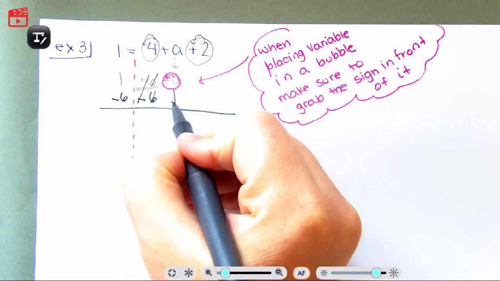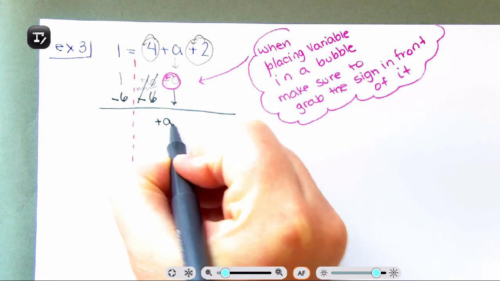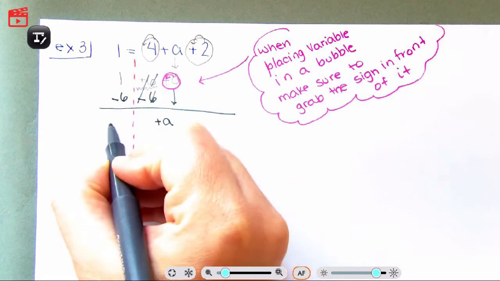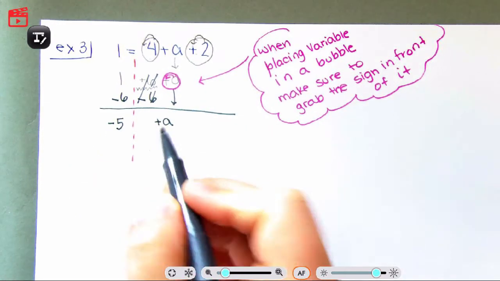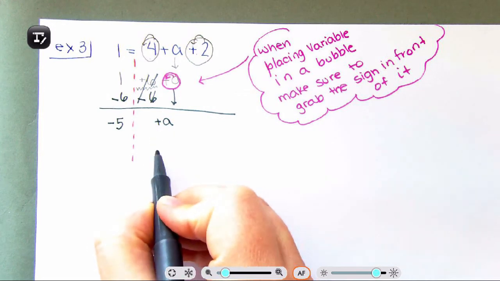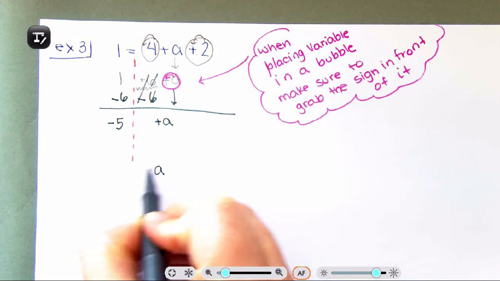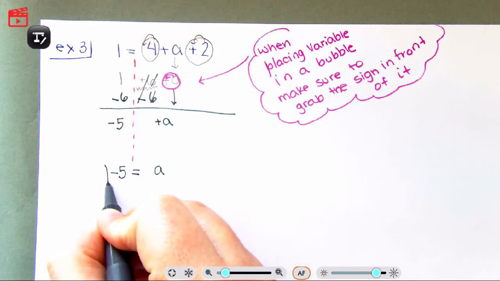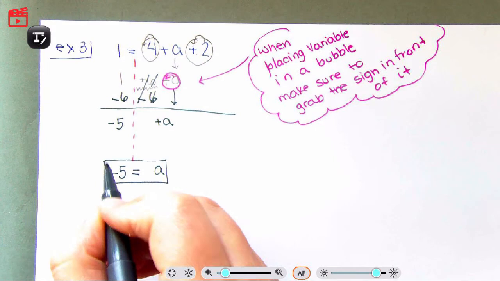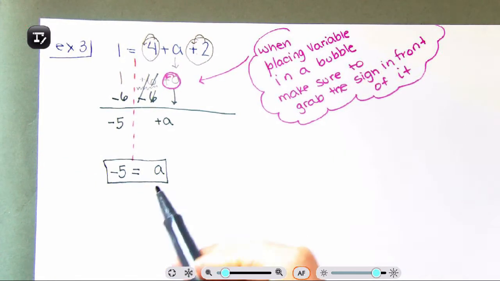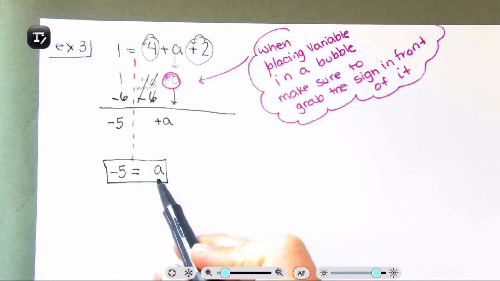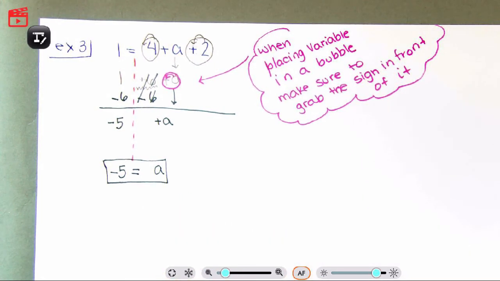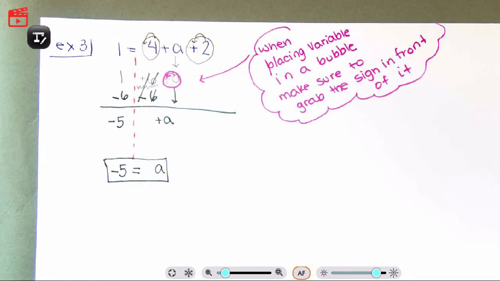I did nothing with my plus A, so I'm going to bring my plus A down here. I did do something on my left-hand side. I said 1 take away 6, that is a negative 5. I have a positive A. Again, mathematicians are what? They're lazy. So we're going to take away this plus. We don't need it. And then we're going to say negative 5. Step number 6. Is your variable by itself? Yes. Did you solve for your variable? Yes. So we are done with example number 3. Let's try example number 4.